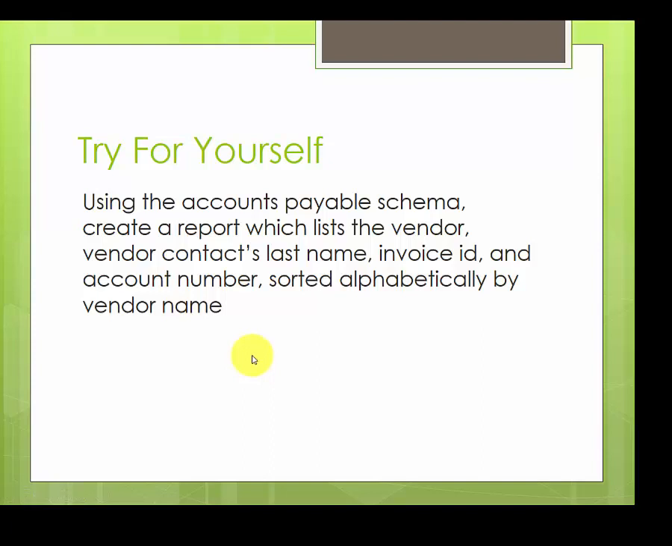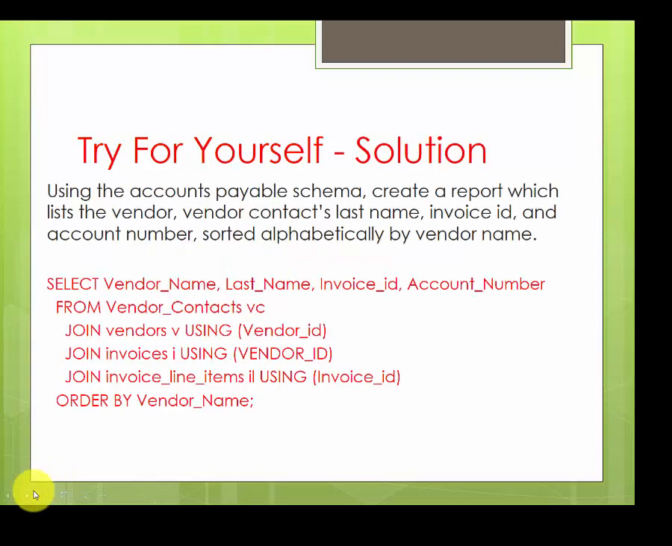I want you to join the vendor contacts. I want you to pull out their last name. I want the invoices, the account number, and I want all of this sorted alphabetically. So go ahead and take a moment to do that. And then you should have come up with something similar to this. Vendor name, last name, invoice ID, account number from vendor contacts using vendors, invoice, and vendor line item, all ordered by vendor name.